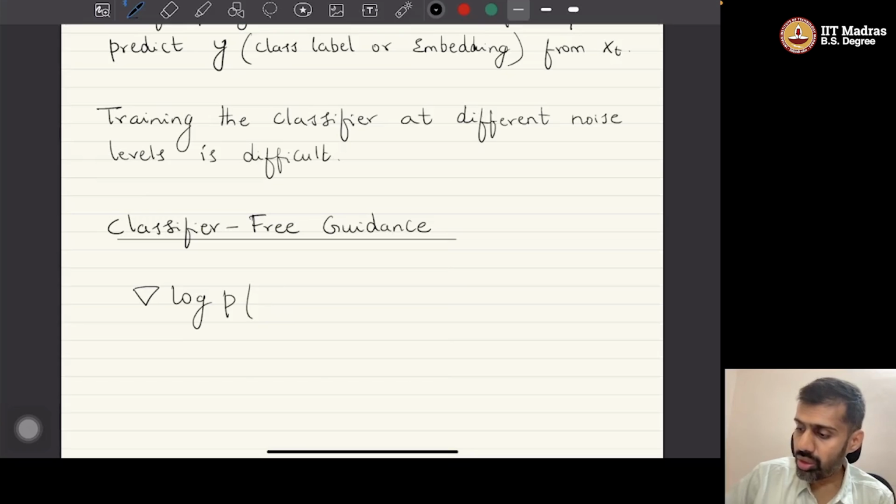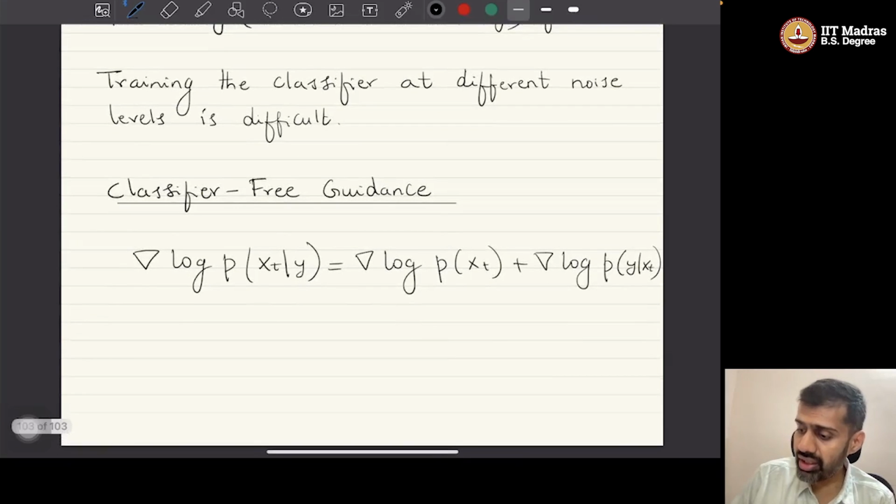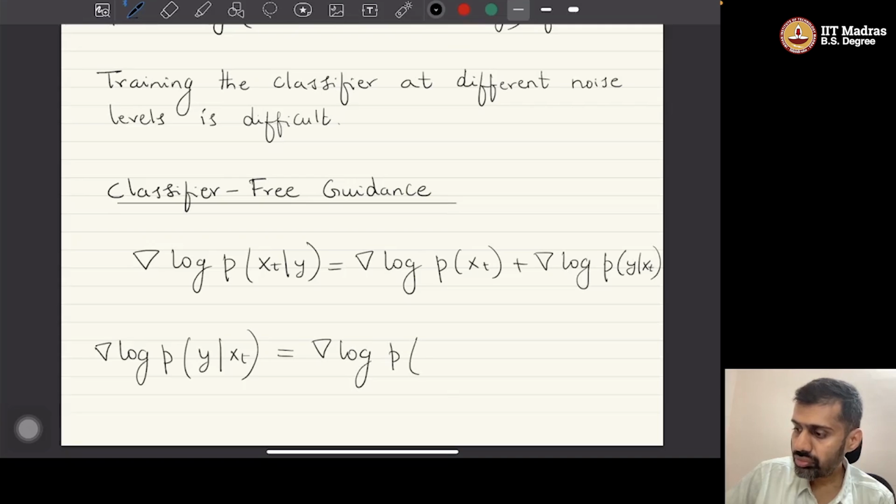This is called classifier-free guidance, okay, where the idea is that we wrote the score using the Bayes law. We wrote down the conditional score as a sum of the unconditional score, log p of xt, plus the classifier gradient, right? This is what we wrote. Now one can again use the Bayes law and write this particular term, which is the classifier term, in terms of the score of xt given y minus the score of xt. This is simply rearranging the terms using the Bayes law, right?